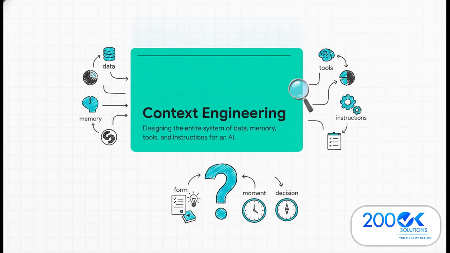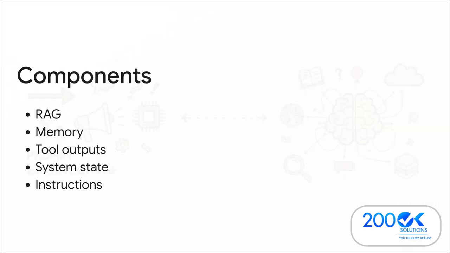Notice the shift in language there. We aren't just writing instructions anymore. We're stepping back and engaging in a much broader discipline of systems design and data architecture. It asks a much bigger question. What is the full set of information this model needs, in what exact form and at what exact moment to make the right decision?